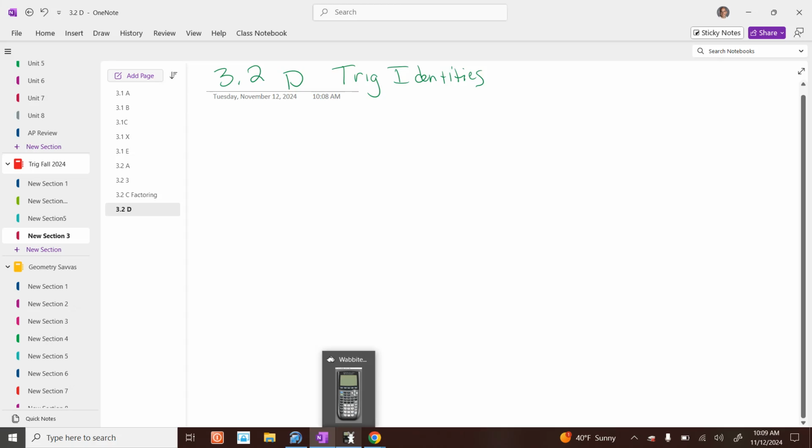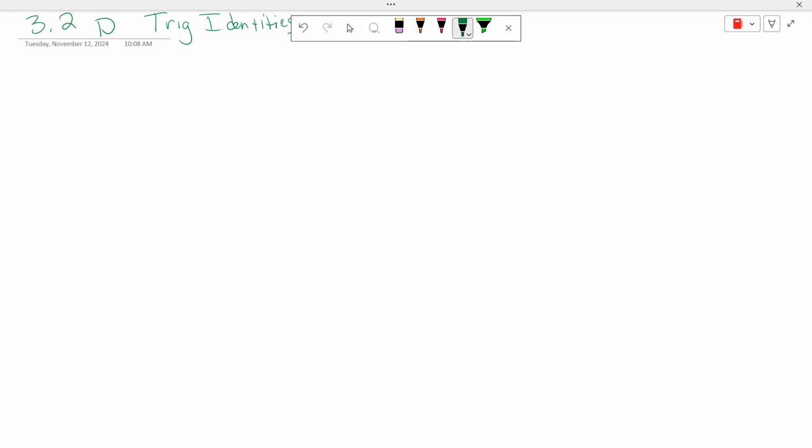All right, trig identities. The answer is given to you at the start of the problem. You just have to find your way there. So when working through a trig identity, you have the big rules.